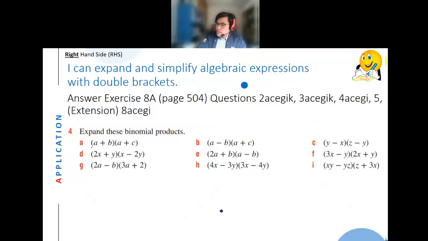So with question 4, what we can see here is that it's very similar to questions 2 and 3, except for the fact that now we've got two letters instead of a letter and a number in each pair of brackets. But still, that is fine. We can do it. So for A, we've got A plus B multiplied by A plus C.